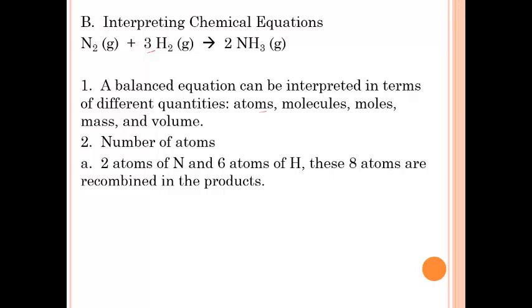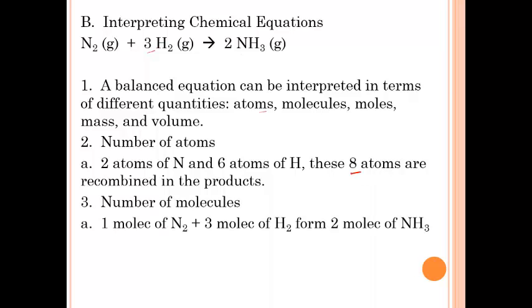Now those 8 atoms have been recombined so that nitrogen and hydrogen are now bonded together, but we have a total of 8 atoms. We have 2 from nitrogen, and 2 times 3 is 6 for hydrogen, so that's still a total of 8 atoms. And atoms are something that are always conserved 100% of the time. So if you look at your reactants, we have a total of 8 atoms between nitrogen and hydrogen, and on the product side we also have the 8.